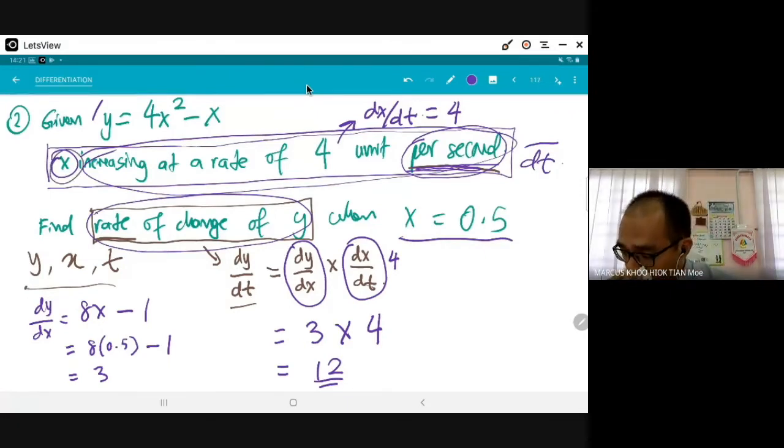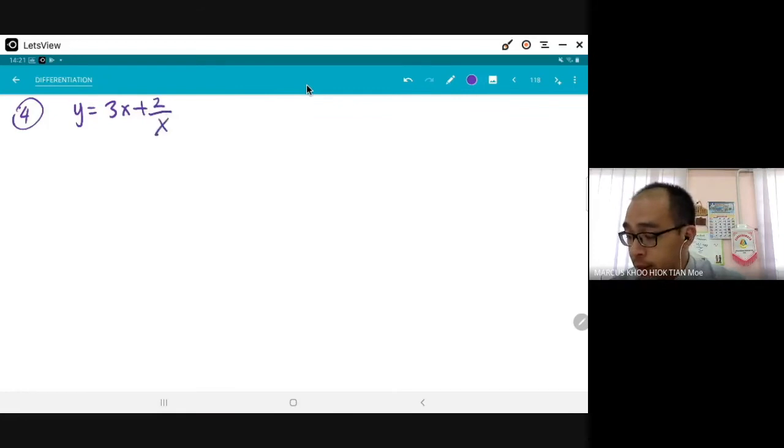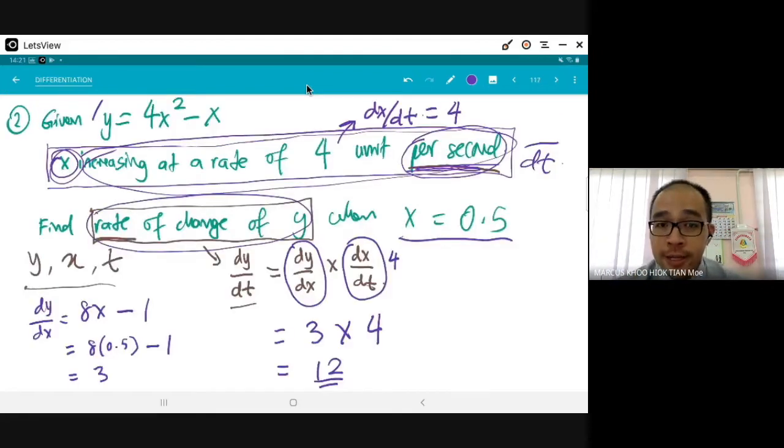Now what I want you to do is try question 4 on page 14 first. You're given y equals 3x plus 2 over x, and the information over there, and then find the rate of change of y when x equals 2. I showed this example just for your reference, but try to answer question number 4 first. See if you can get the answer 8 over 5. Remember, identify the 3 letters, do the chain rule, put in the information from the chain rule. 5 minutes.